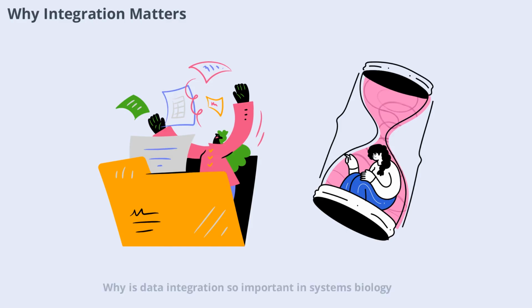Why is data integration so important in systems biology? The answer lies in the complexity of living organisms. Each type of biological data, whether it's DNA sequences, protein levels, or metabolic profiles, offers a unique perspective. However, no single dataset can capture the full picture. By integrating multiple data types, scientists can build comprehensive models that reflect the true nature of biological systems. This leads to more accurate predictions, better understanding of diseases, and more effective therapies.